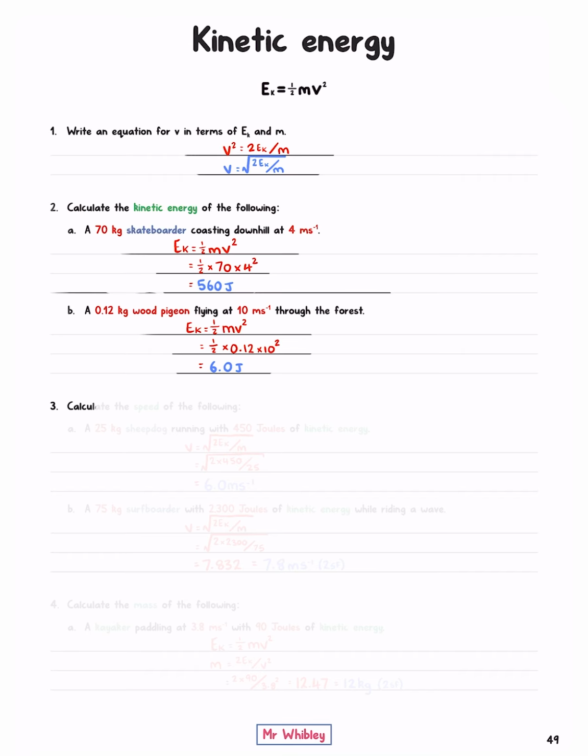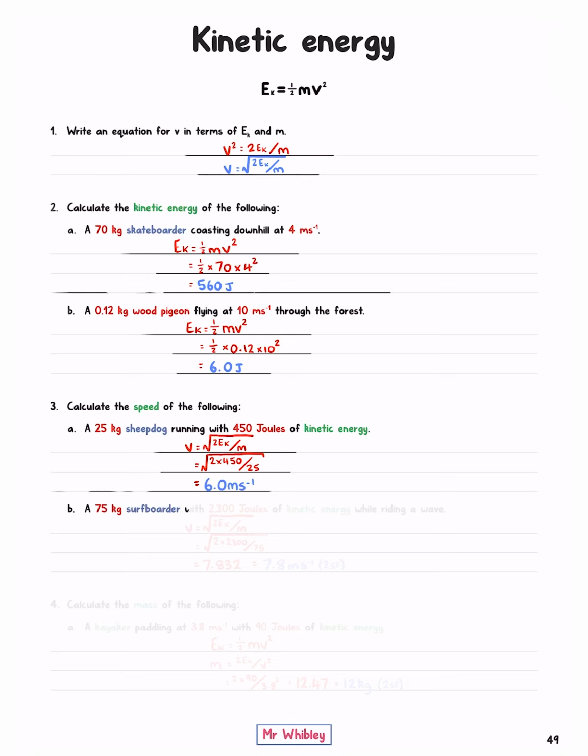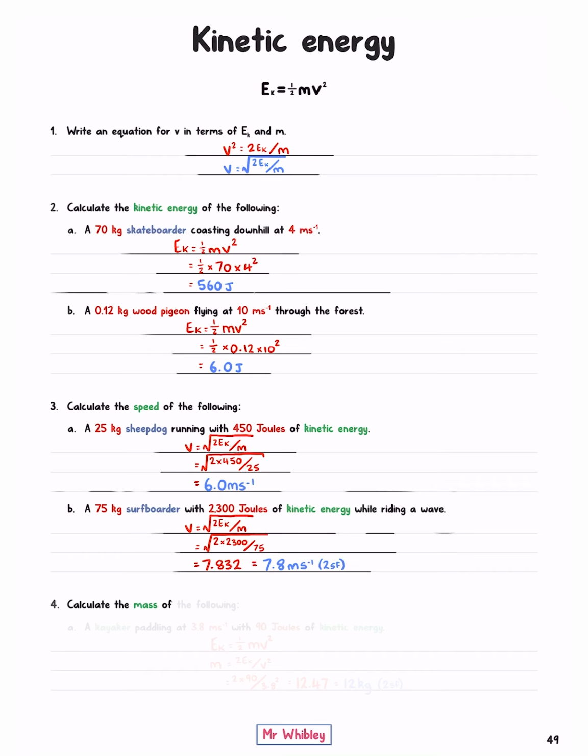Question 3. Calculate the speed of the following. A 25 kilogram sheepdog running with 450 joules of kinetic energy, using our velocity equation that we found in question 1, putting our energy and our mass in gives me 6.0 meters per second. A 75 kilogram surfboarder with 2,300 joules of kinetic energy while riding a wave. Once again, taking our velocity equation, putting in our numbers, gives me 7.832 or 7.8 meters per second to two significant figures.